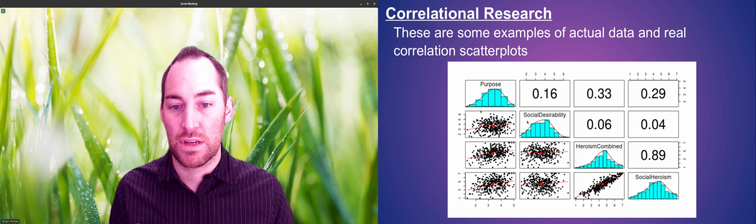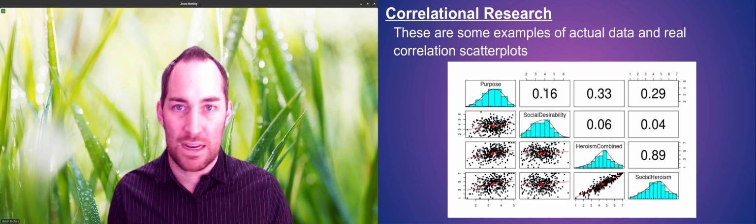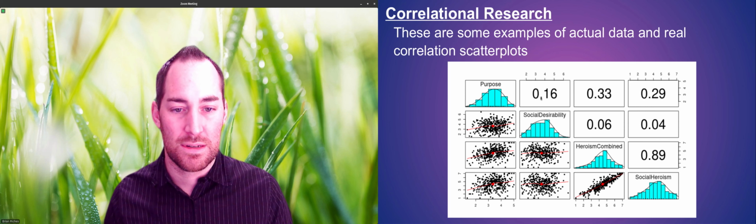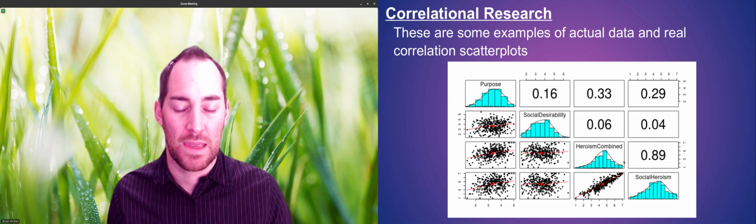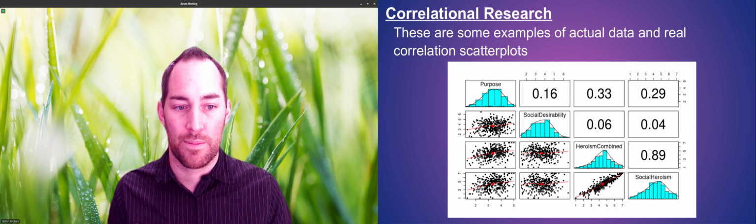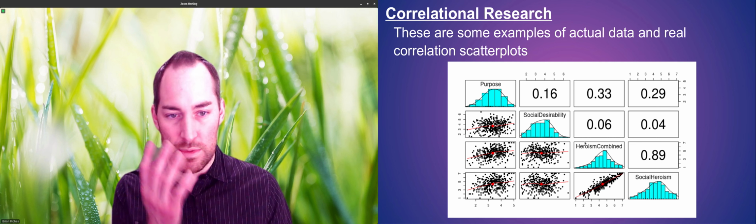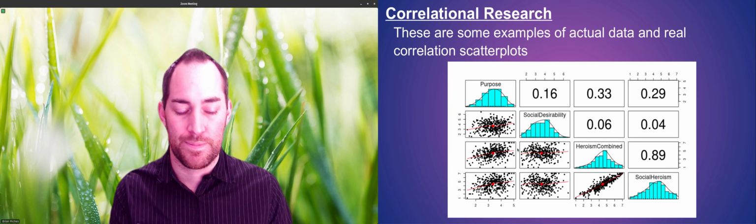All right, and social desirability is actually a little more related to purpose. Not so high that it's worrisome, but it's actually a little bit more related here. And then we can see, again, a real true correlation here versus no relationships over here. The strongest one is the 0.33, and that is purpose and heroism. So the same that we looked at right over here.